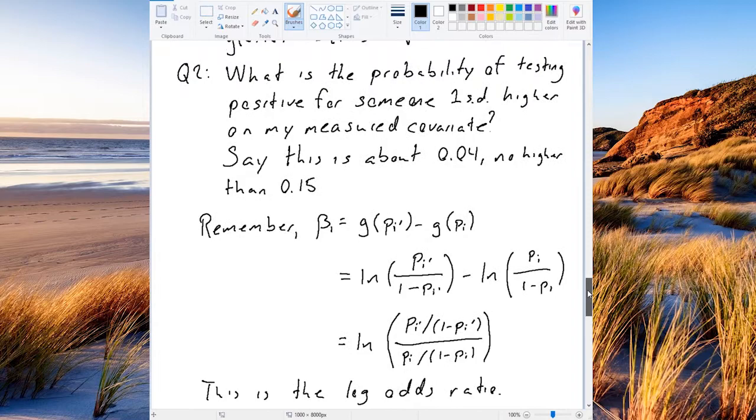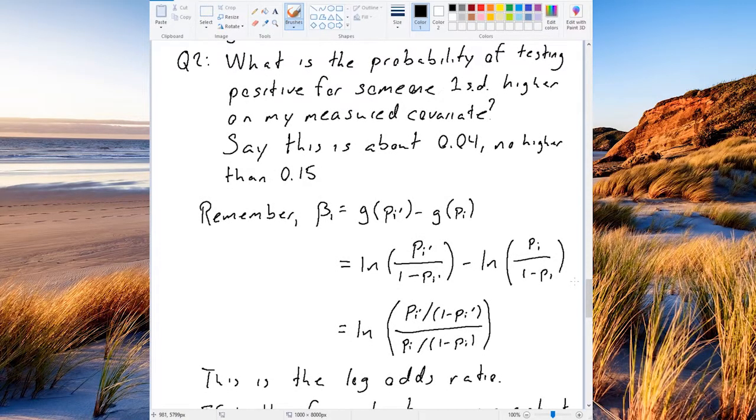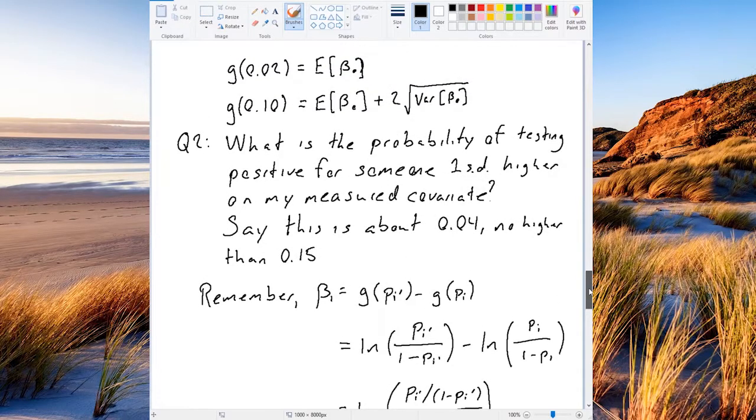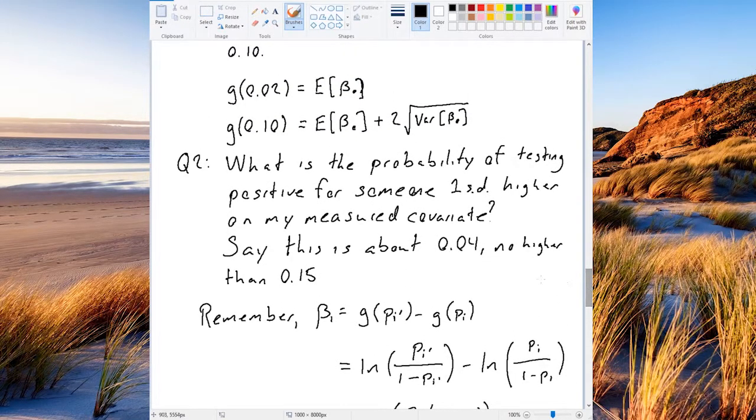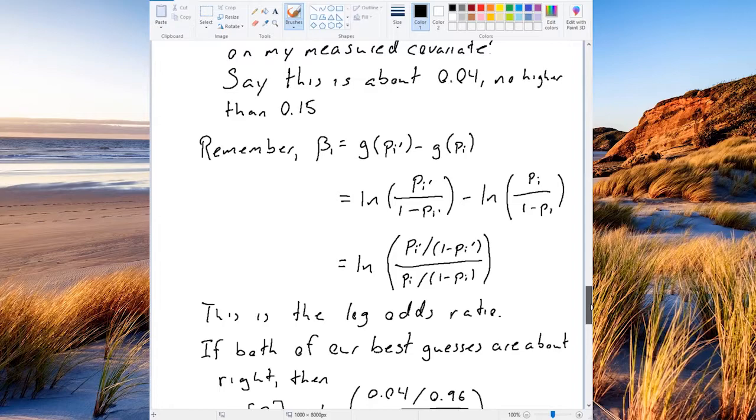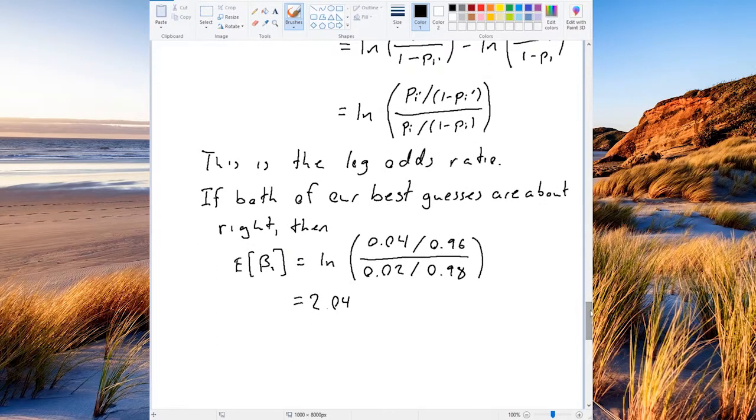Okay, now, because I wasn't thinking about it a whole lot when I did question 2 here, I asked what's the probability of testing positive for someone 1 standard deviation higher. I might want to be asking, depending on how well I understand odds ratios, I might want to just be asking about the odds ratios here, because then I can do that directly. And going into the second question, thinking about the variance of beta 1.